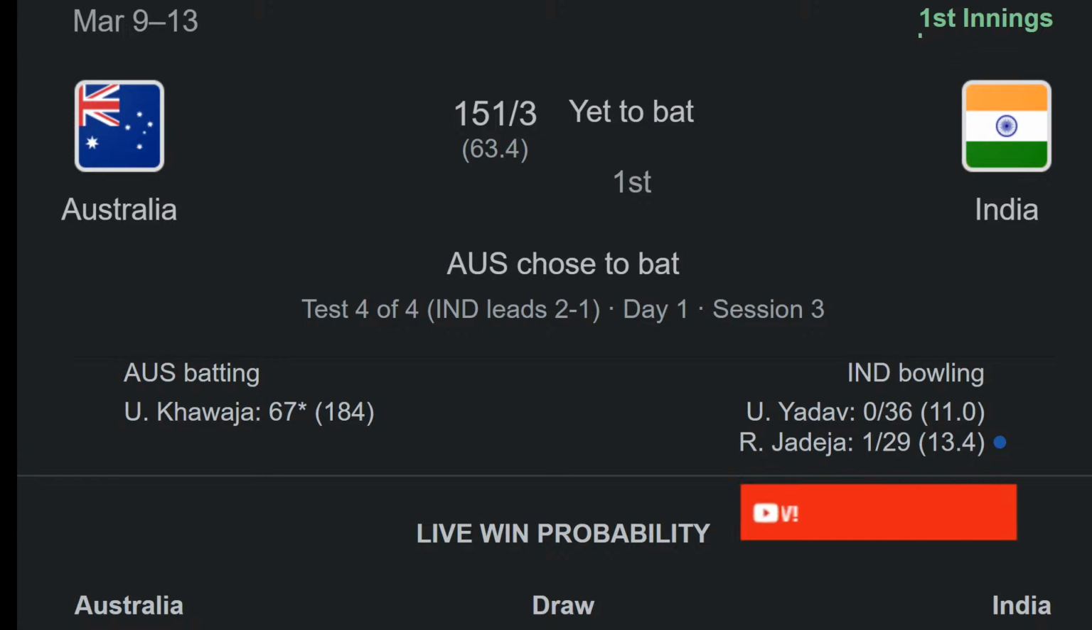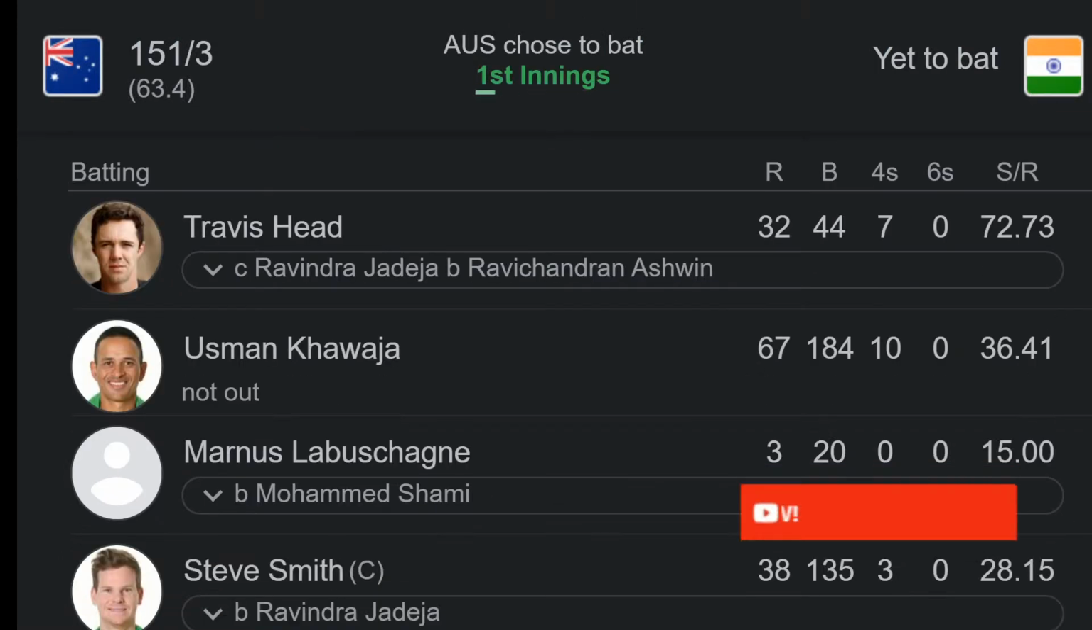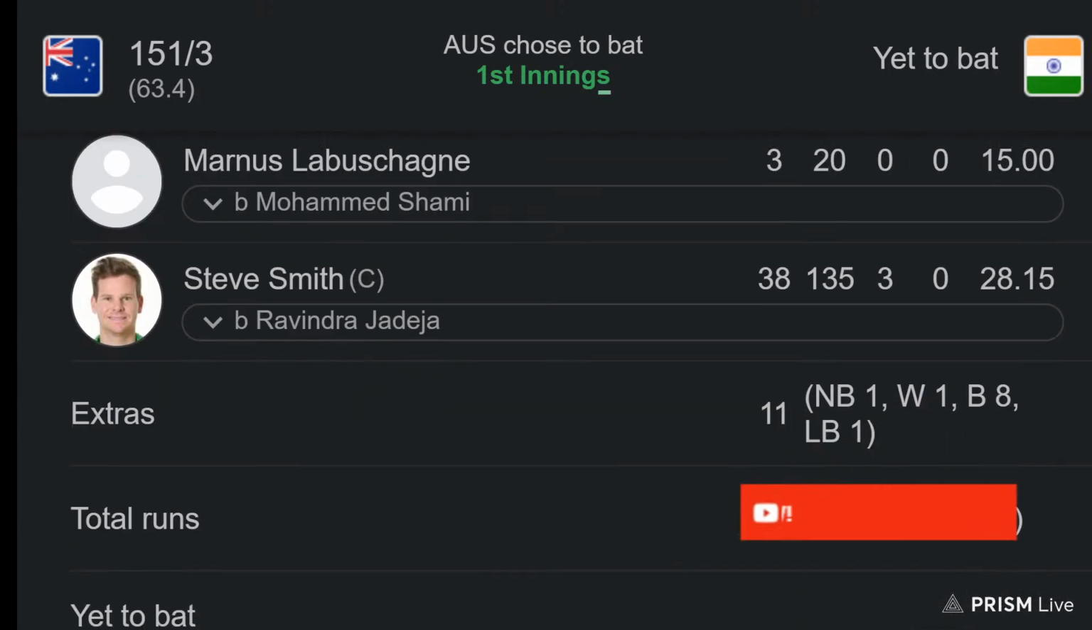So Australia 151 for the loss of 3 wickets in 63.4 overs. Australia chose to bat, and this is the first and final test. India lead 1-2 in the series. Usman Khaja not out 67, and Umesh Yadav and Ravindra Jadeja are bowling. Two Indian bowlers are bowling now. Travis Head 32, Usman Khaja not out 67, Travis changed 3, and Steve Smith bowled Ravindra Jadeja 38. This is the scenario, 151, just after tea, another wicket down.